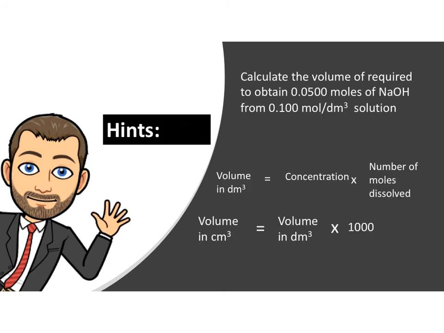So here are some hints. First of all, you need to know the equation that the volume in decimeters cubed is the number of moles dissolved divided by your concentration, and your volume in centimeters cubed is equal to your volume in decimeters cubed multiplied by 1,000.